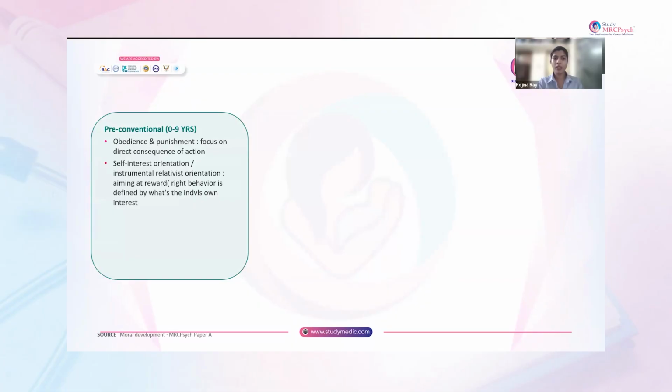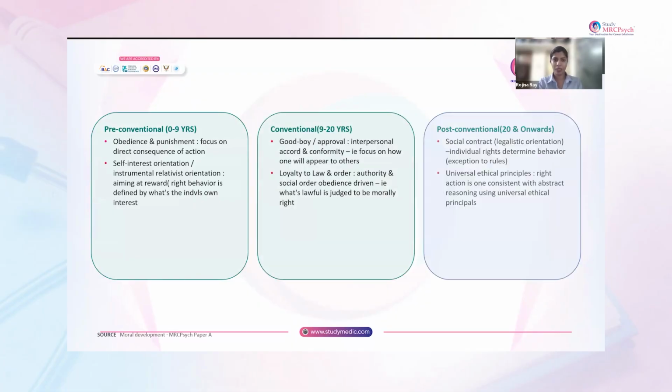Kohlberg's theory of moral development has a total of 6 stages that are divided into 3 levels. It is based on the Heinz dilemma. There is a pre-conventional level, from 0 to 9 years, a conventional level from 9 to 20 years, and a post-conventional level from 20 years onwards. Most children operate at the pre-conventional level, where right and wrong are defined by rewards and punishments.